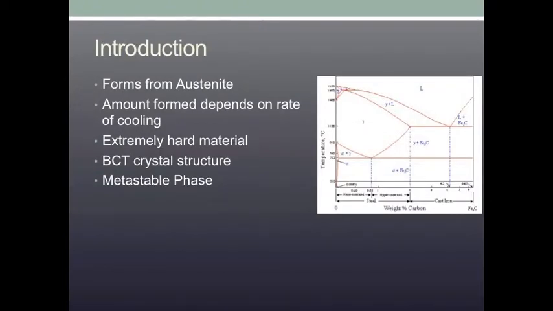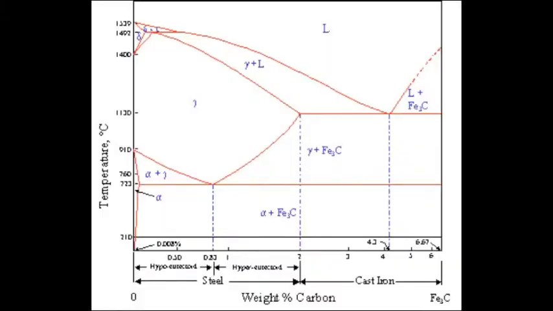Martensite is a phase formed from its parent austenite phase in the iron-carbon system. Austenite is a phase which exists above the eutectoid isotherm at 727 degrees Celsius. Martensite forms as the temperature of the steel passes over this isotherm. When that happens, the structure changes from a face-centered cubic, which is the structure of the austenite, to a body-centered tetragonal, which is the structure of the martensite.